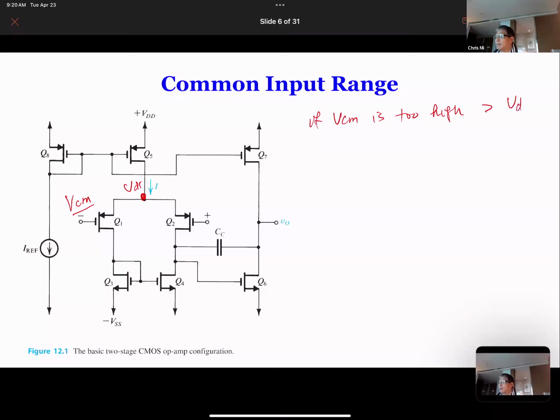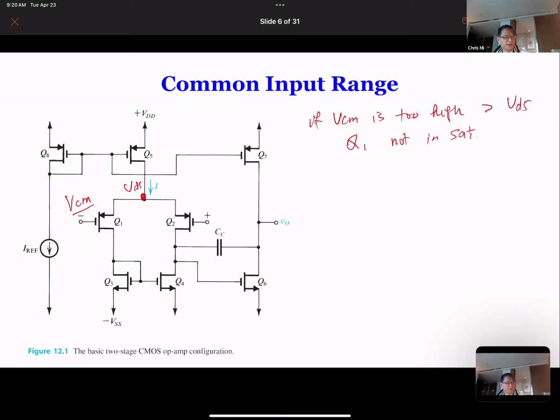Then what happens is that this transistor Q1 is not going to be in saturation. It's going to be in cutoff or triode mode, not in saturation. Therefore, it will stop functioning as an amplifier. Therefore, VCM has to be lower for the upper limit. Now we're talking, it has to be lower than a certain value.